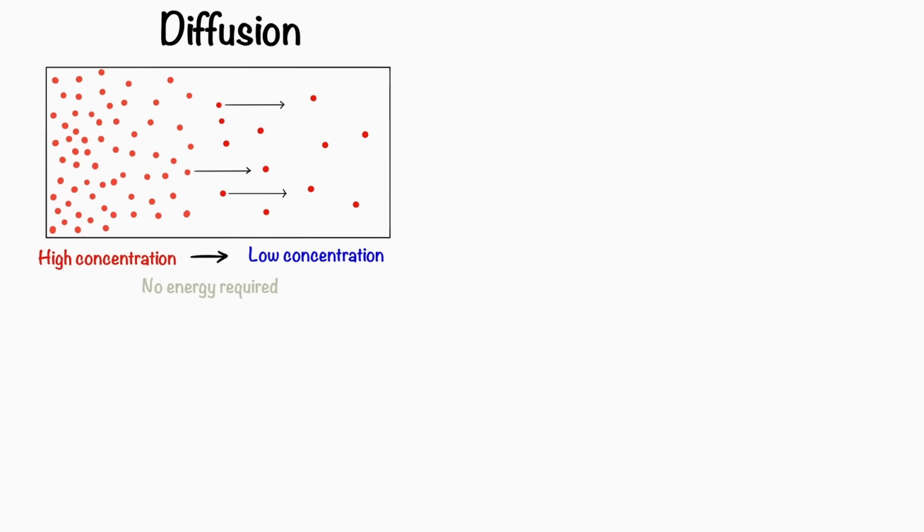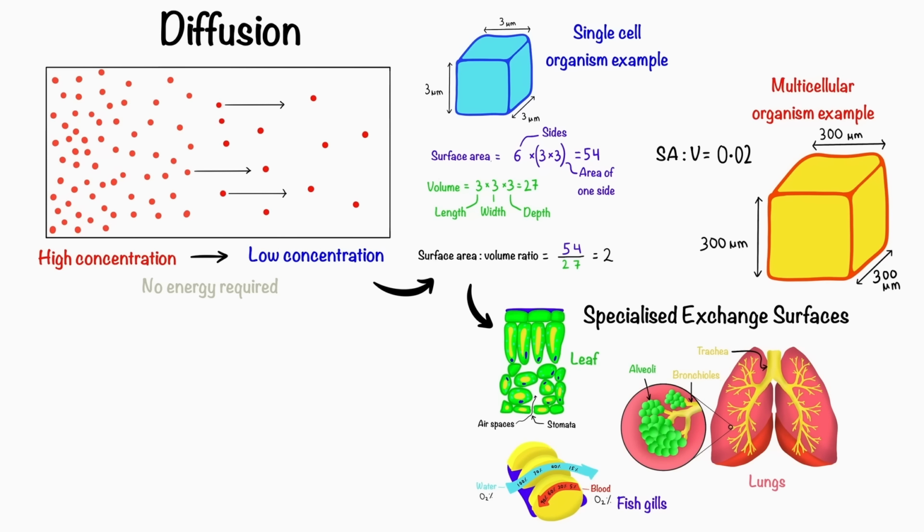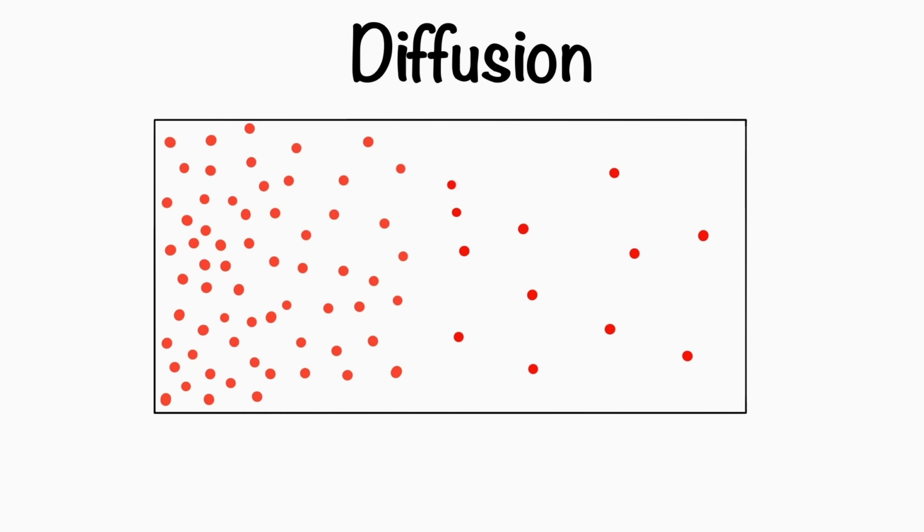In this lesson, we'll begin by discussing what diffusion is and the factors that affect it, then explore why multicellular organisms need specialized exchange surfaces, examine a range of exchange surfaces in different organisms, and finally, look at how these surfaces are adapted to function efficiently. Let's begin with understanding what diffusion is.